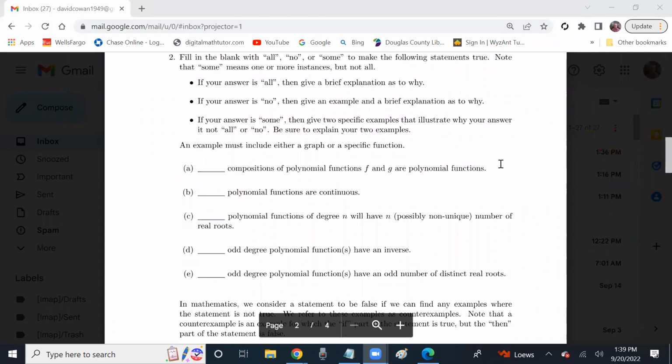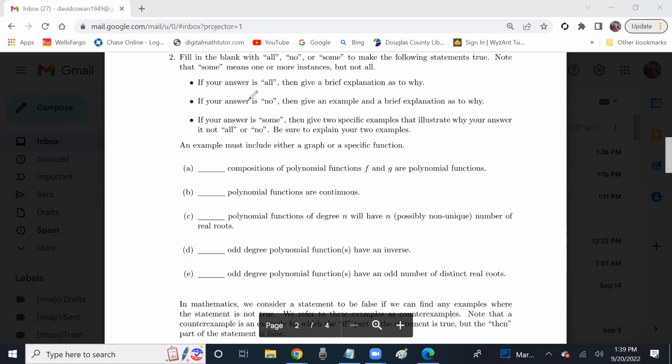If they're trying to teach you the concept, then the concept is, if you want to know where they intersect, set one equal to the other. That's the concept. Correct. And then they make it so that it requires a calculator to solve, even though you're not allowed to use calculators. So something's wrong. Okay, so fill in with all, no, or some.